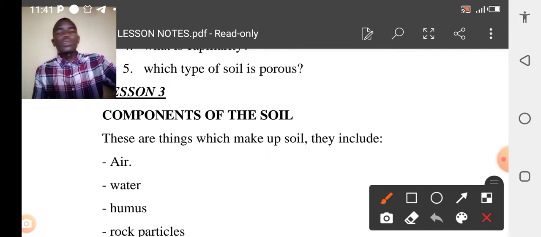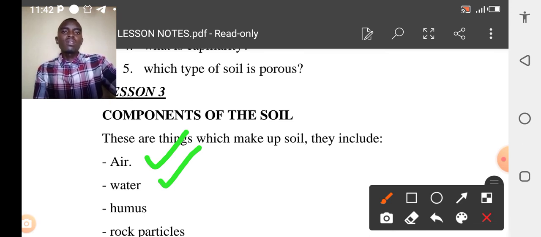We are going to see what things make up our soil. The first one is air. We have seen that air or wind passes through the soil. The first component of soil is air. The second one is water. Are we together? Water is also part of the soil. The third one is humus.